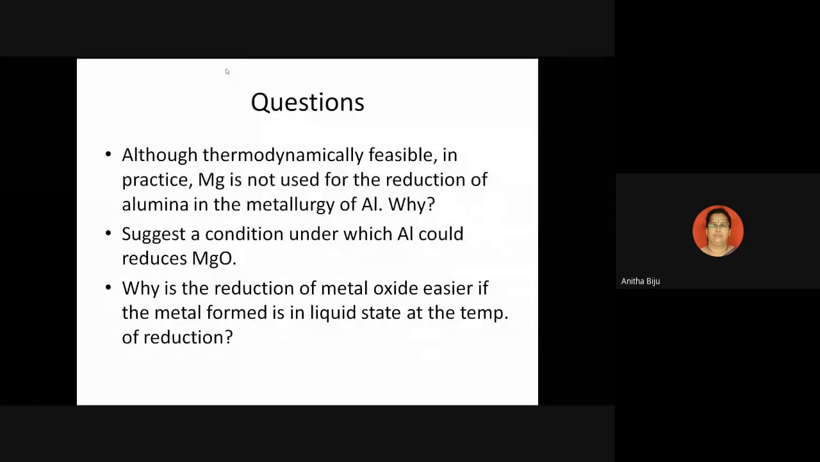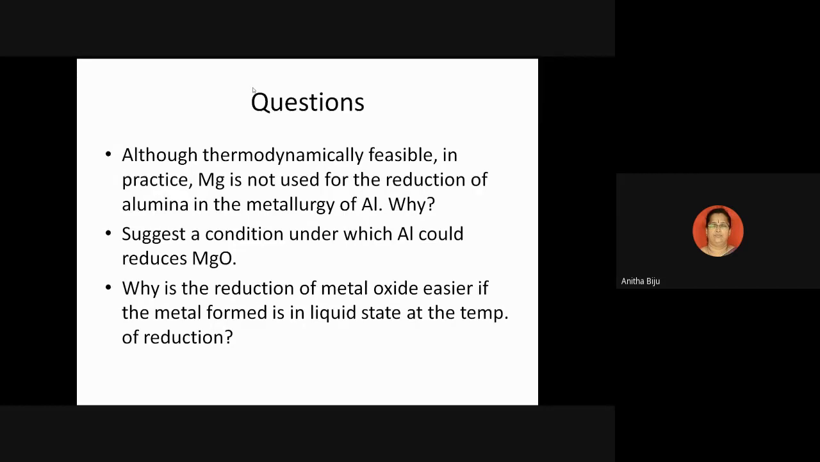First question is, although thermodynamically feasible in practice, magnesium is not used for the reduction of alumina in the metallurgy of aluminium. Why? So this is the question. It is also very important. It is related to the Ellingham diagram even. But without that, we can explain this in a different way. So aluminium can reduce magnesium oxide.